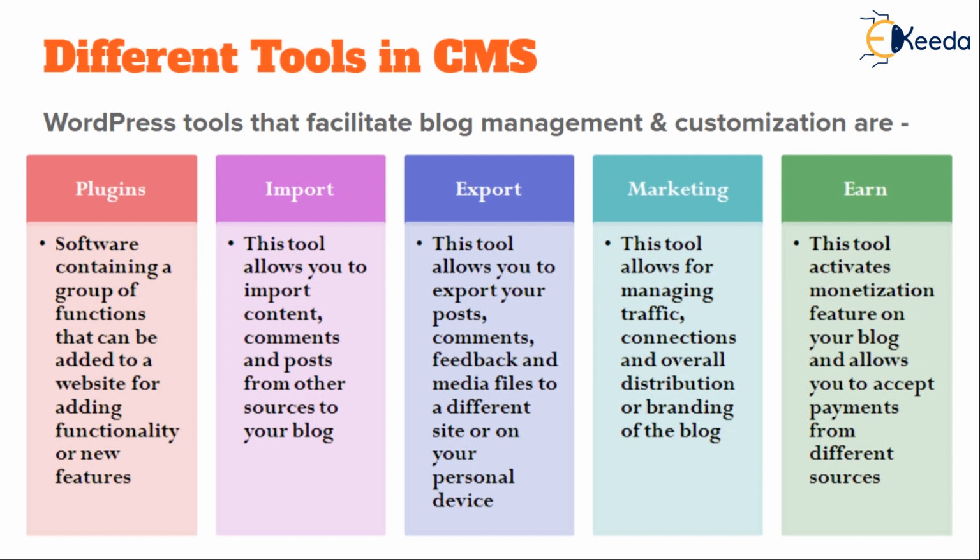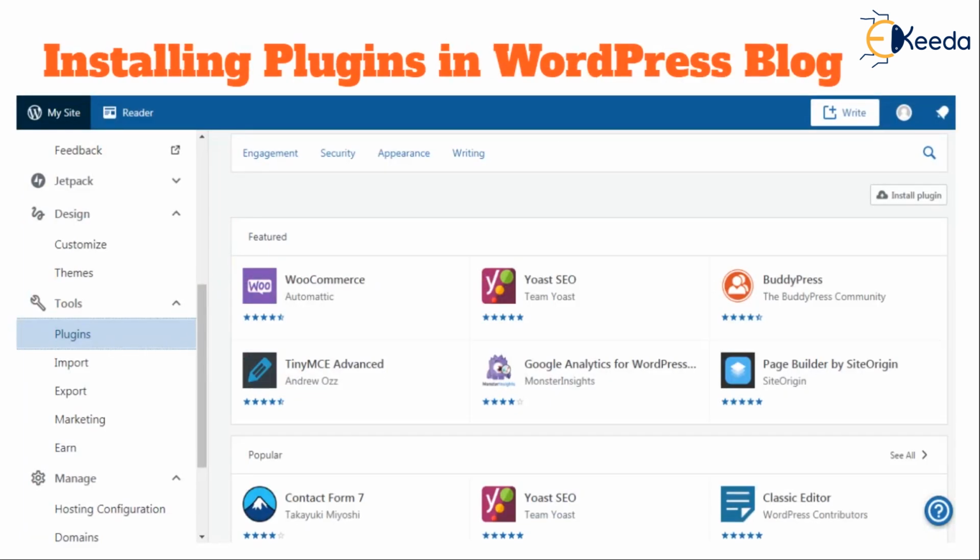Let's begin by now discussing each tool in a little bit more detail. Let's take up plugins first. Now plugins, as we said, are nothing but pieces of software that add some functionality to your blog site. What you see in the dashboard under the tools category is that plugins is a separate element altogether. When you click on it, you are able to view the plugin browser, which has four broad categories in WordPress. There are four broad categories of plugins which you can select from.